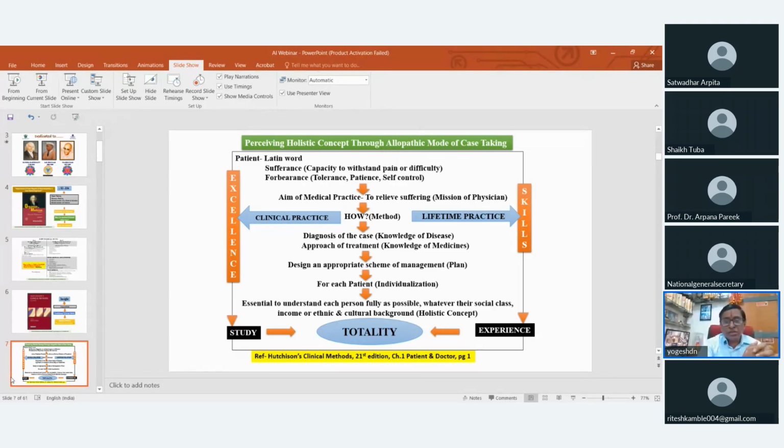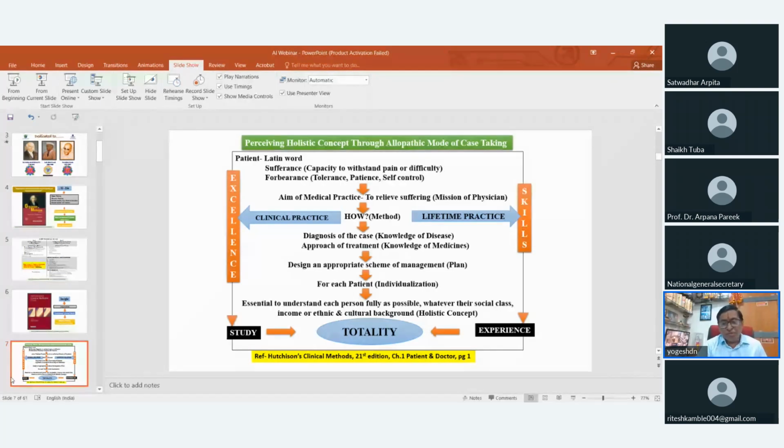Then he talks about the method. There are two ways. The method is clinical practice so that we can achieve excellence, and this has to be done as lifetime practice so that we can develop skills, which can be acquired through experience, and excellence can be acquired through study. Now the method mentioned is about the diagnosis of the case. How to diagnose the case? That talks about the knowledge of the physician, in aphorism 3 in general, and in particular the knowledge of disease.